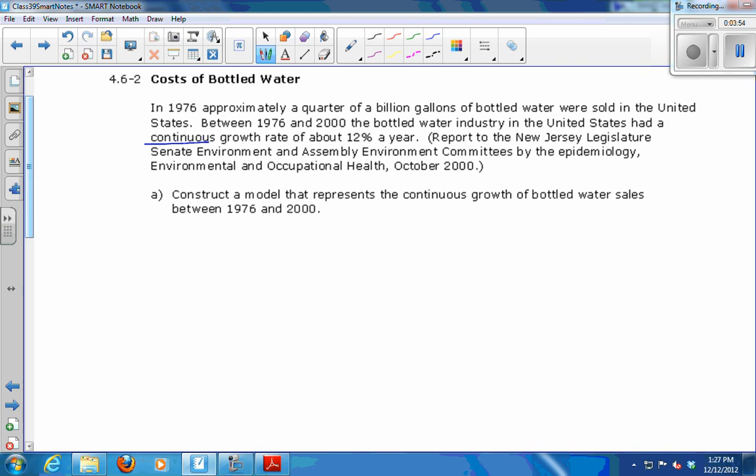So t is representing time. The output of this is sales of bottled water, so maybe I could call it S for sales, or G for gallons, because it's being measured in billions of gallons. We're trying to come up with a model. They use the word continuous, so I'm going to use the model that has the e in it. And now I'm just going to plug in the stuff that I know.